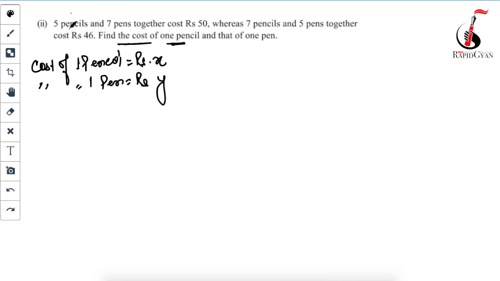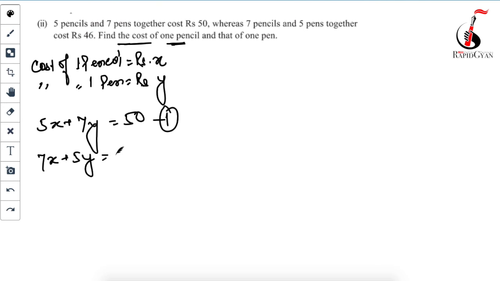So what will be my equation? My equation will be 5x plus 7y, since 5 pencils, so 5x plus 7y is equal to 50. So this is my equation 1. What will be my second equation? 7x plus 5y is equal to 46. That's my equation number 2. Now we'll have to find the solution. So in order to find the solution, we'll have to find the coordinates.